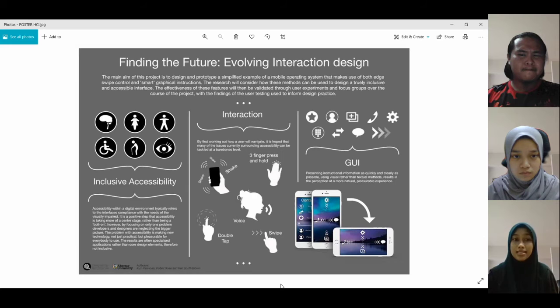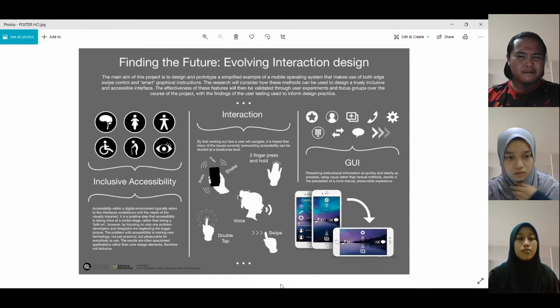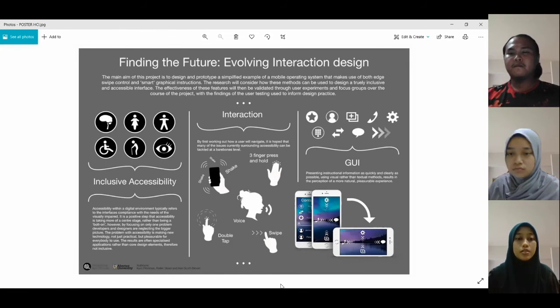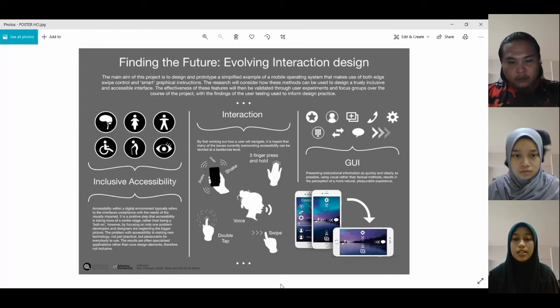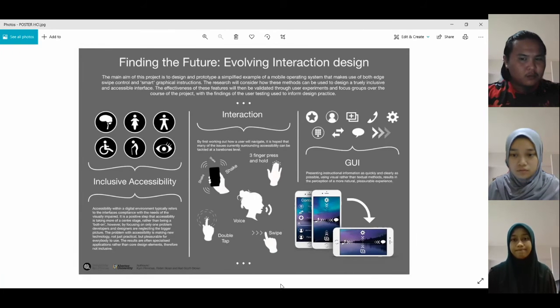As we can see, in this poster there are three big parts. First, inclusive accessibility. Second, interaction. And the third is graphical user interface. Each part has an explanation and description of the topic. The main argument of this infographic is to design a simplified example of a mobile operating system that can be accessed by all persons despite their condition.